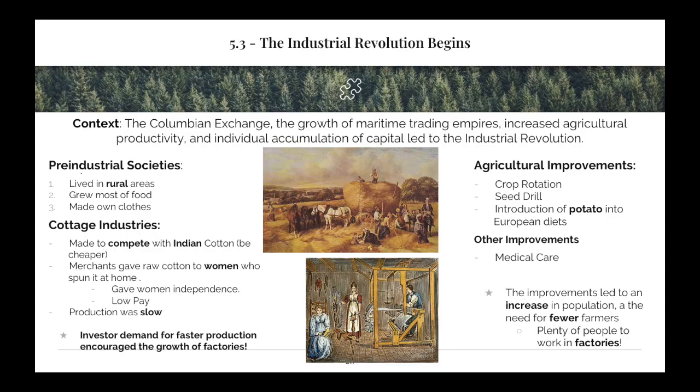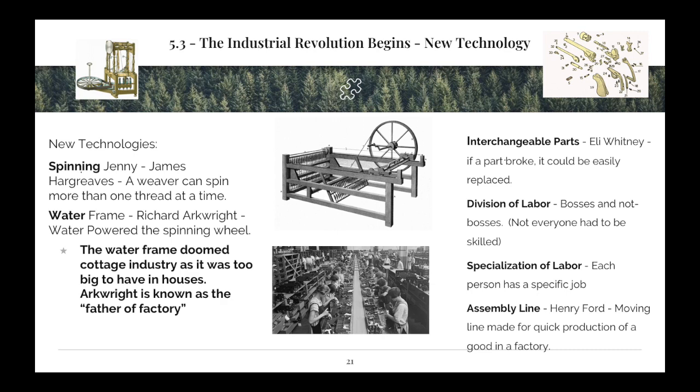The Industrial Revolution was one of those transformative events in AP World History. Here's some of the context on how the Industrial Revolution begins. In particular, there's all kinds of new technologies. I would know maybe a couple of these, like the spinning jenny, just to have some cool facts that you could throw into your essay if it's about the Industrial Revolution.